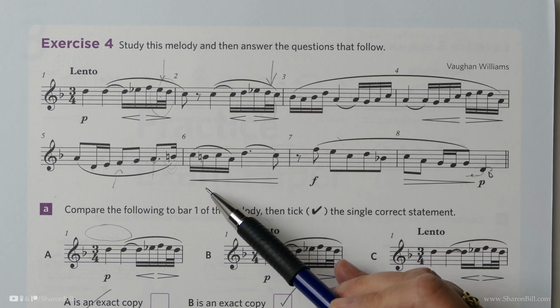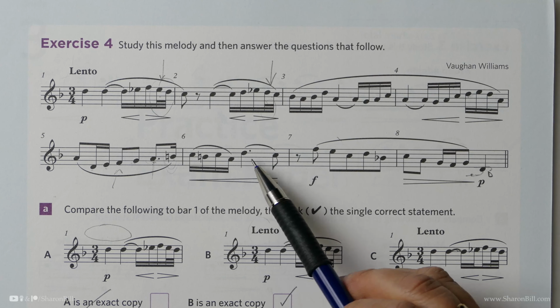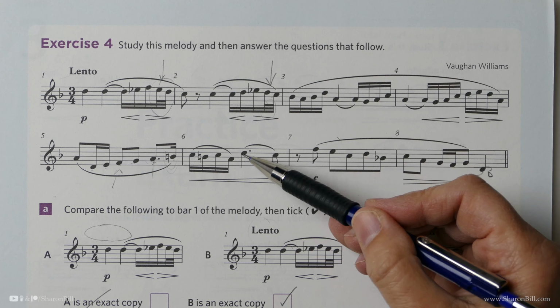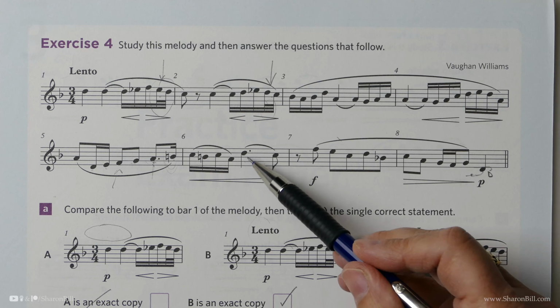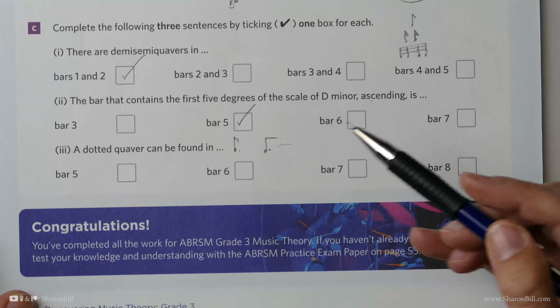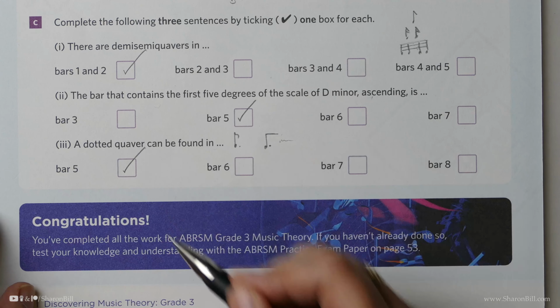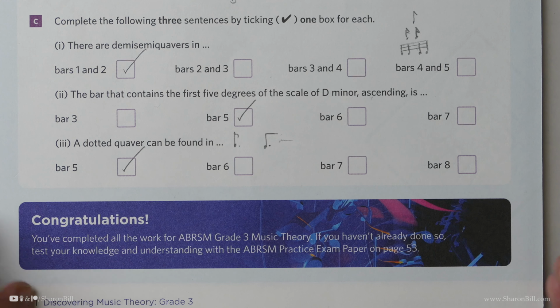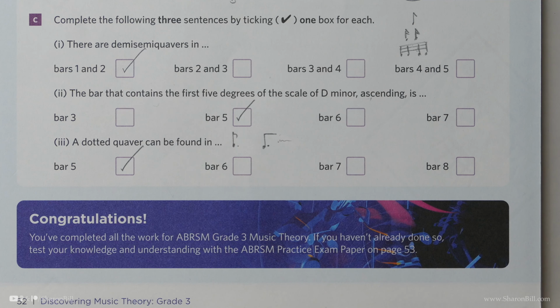I don't think I saw any before that. That's a dotted crotchet, so just watch out. It's not that one. We want a dotted quaver, not a dotted crotchet. And so it's that one. It's bar 5 again. And so that's that question completed, and that's that chapter completed.